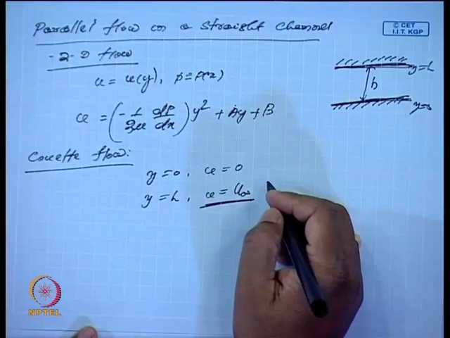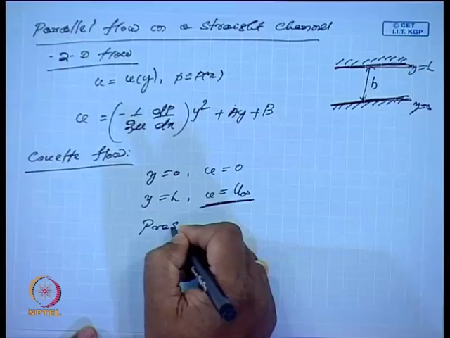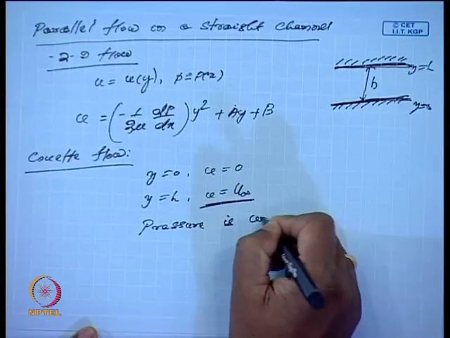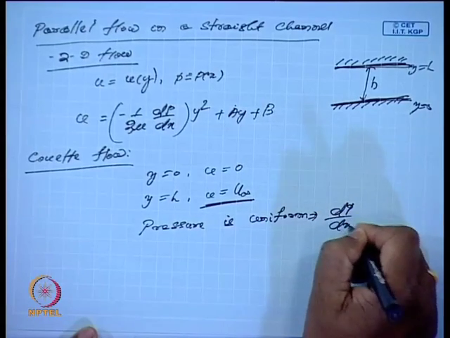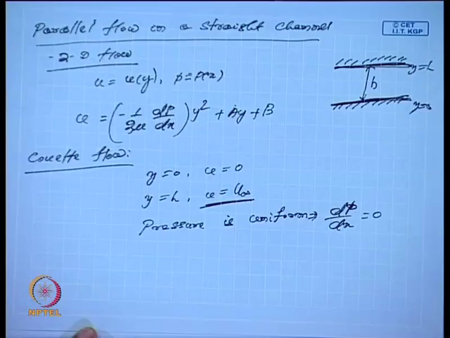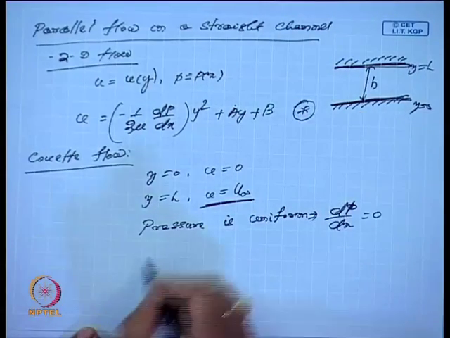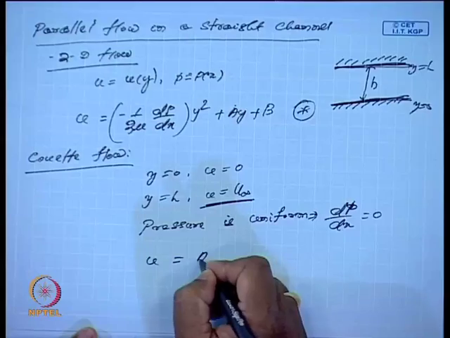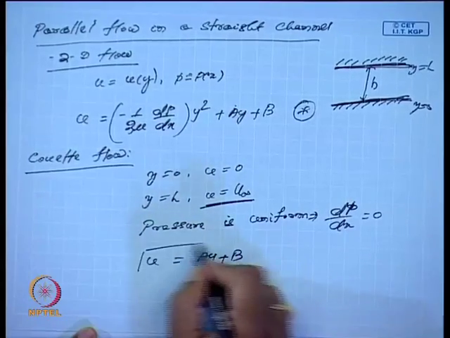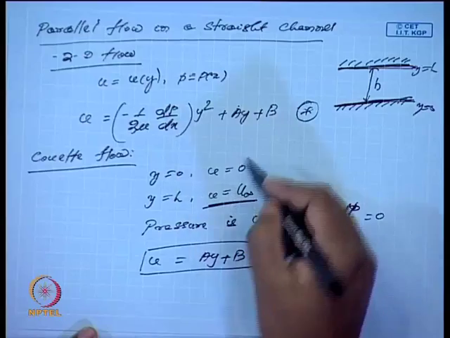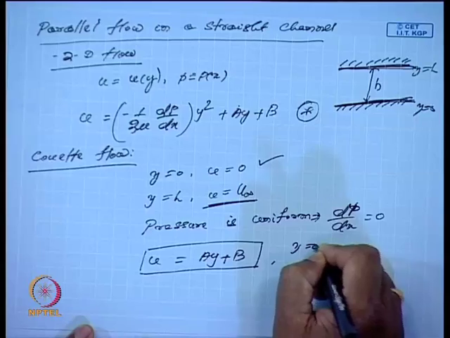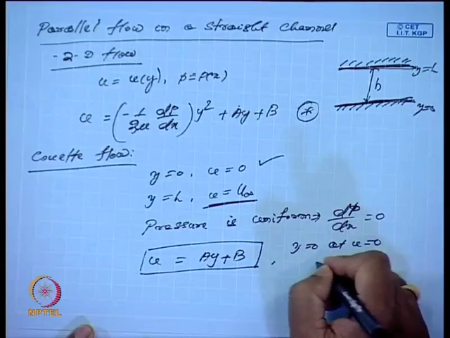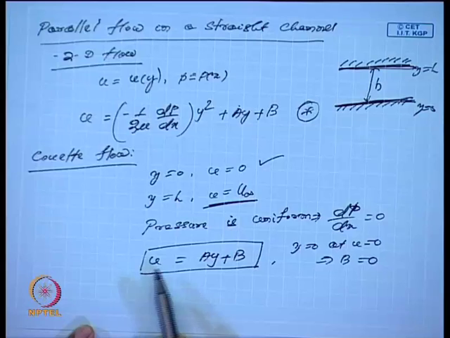And again in this case we assume the pressure is uniform, which implies dp by dx is 0. So, if I look at the original equation star, that gives me u equal to ay plus b. If I substitute y equal to 0, u equal to 0, that gives b equal to 0.